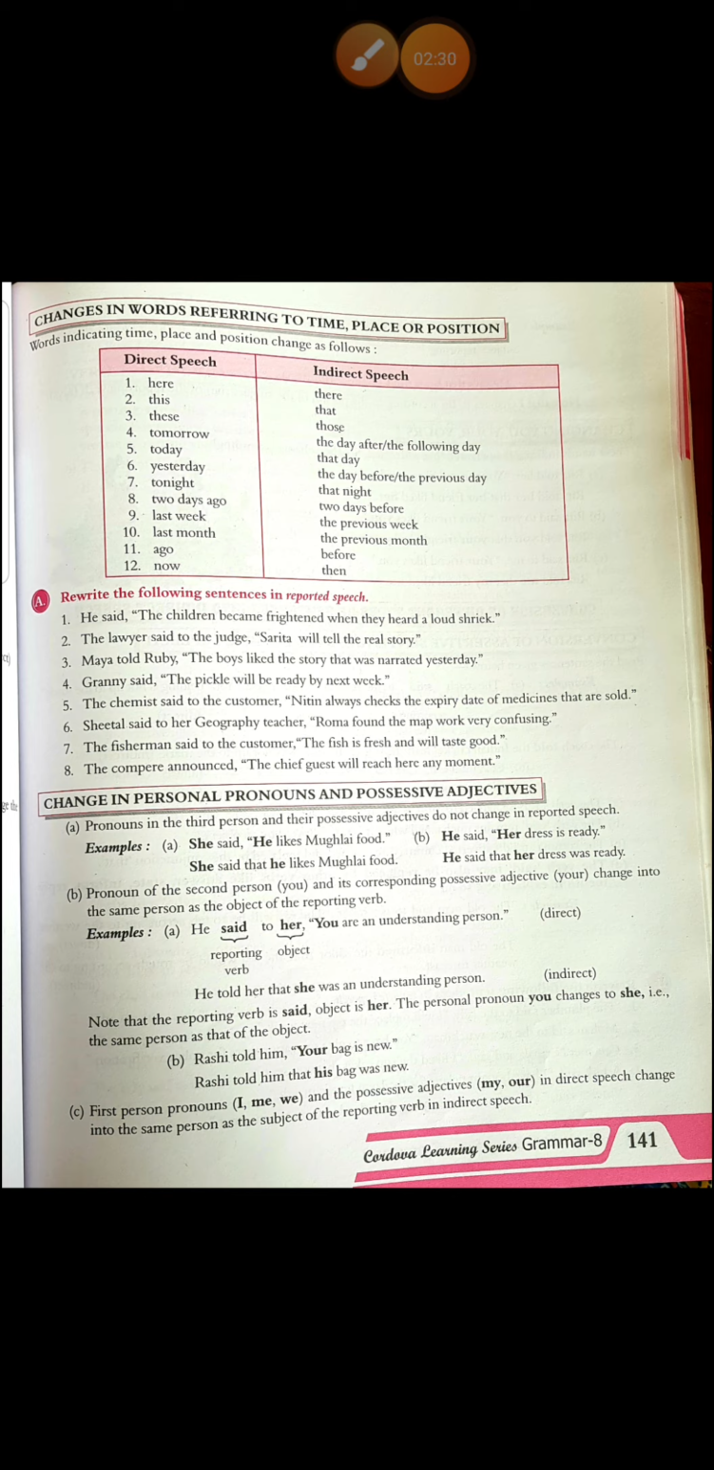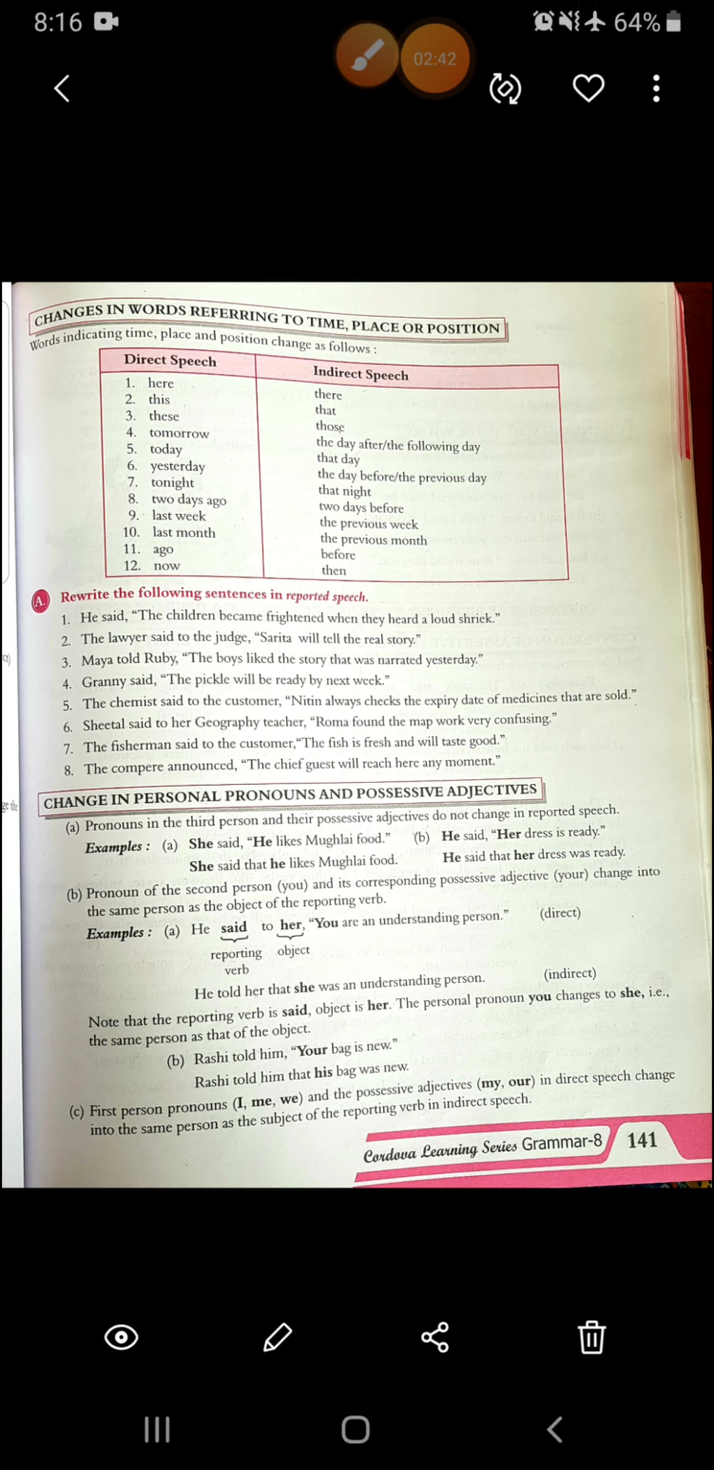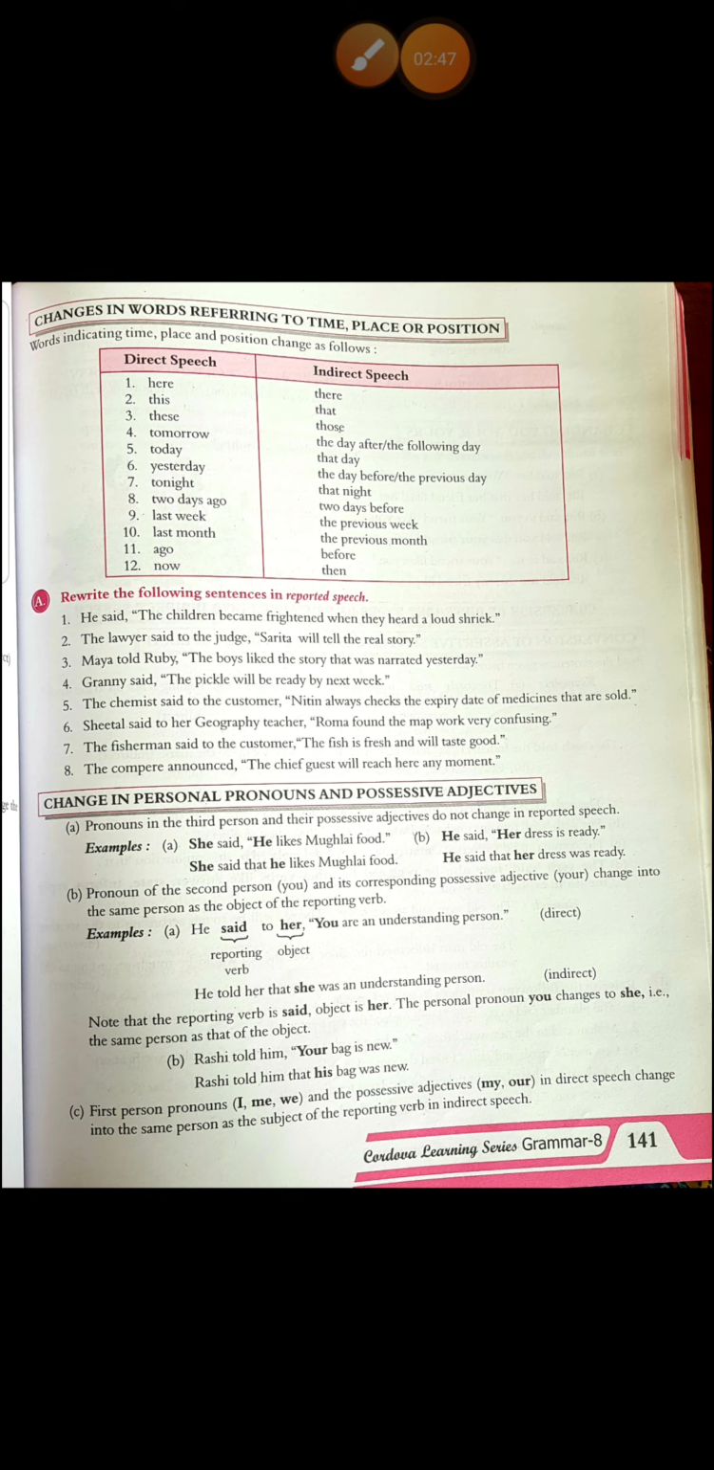See the example of how it is changed. He told her that she was an understanding person. So in this way, as the reporting verb is said and the object is her, the personal pronoun you changes to she. Are you all getting it? Then see the second example. Rashi told him, "Your bag is new." Here the object is him, so your will be changed according to him. For him, we use his as the possessive adjective. Then what does it become? Rashi told him that his bag was new.